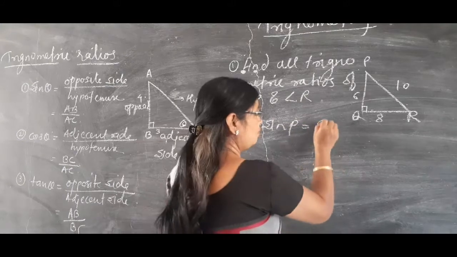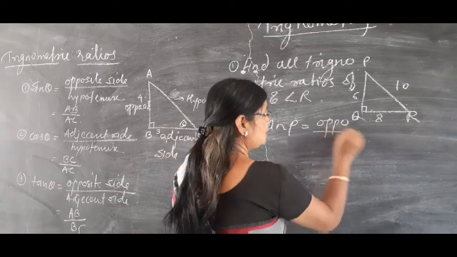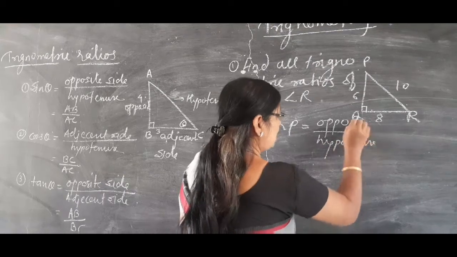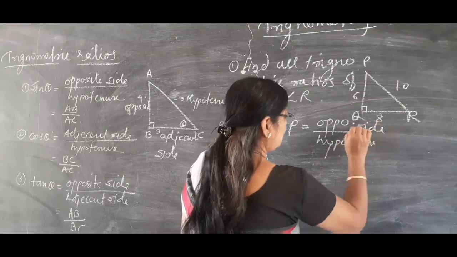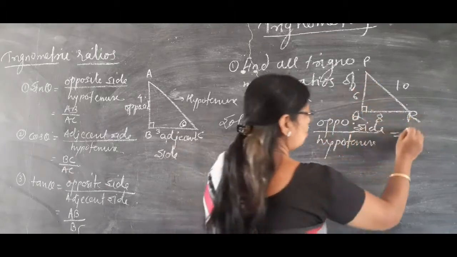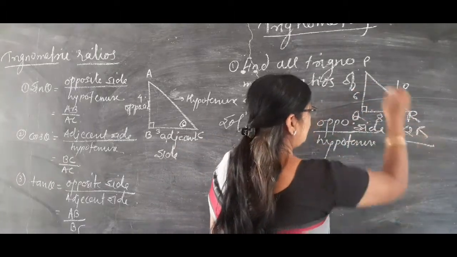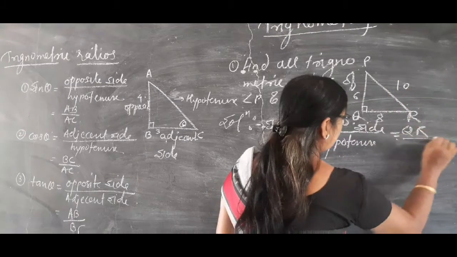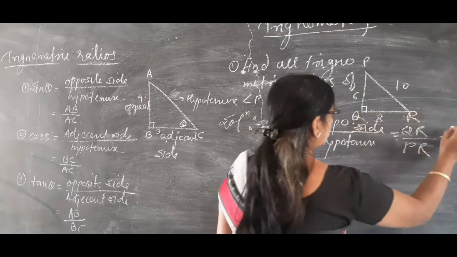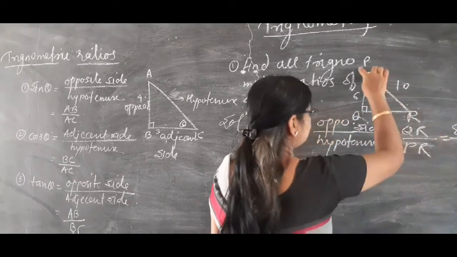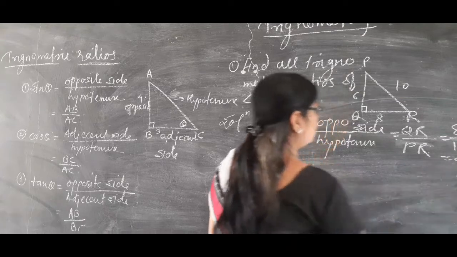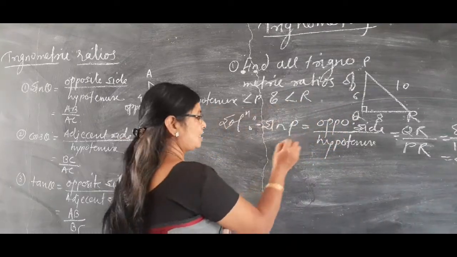Now sin, what is the formula? Opposite side upon hypotenuse. So which is the opposite side of P? QR. And which is the hypotenuse? PR. And QR is how much? 8. PR is how much? 10. So what is your answer? 4 upon 5. That is your sin.